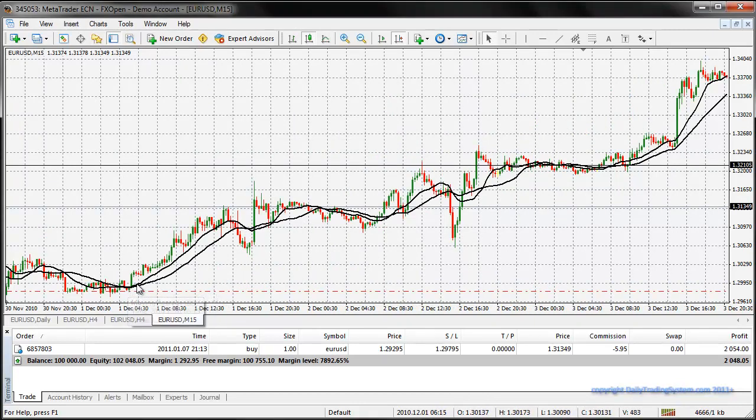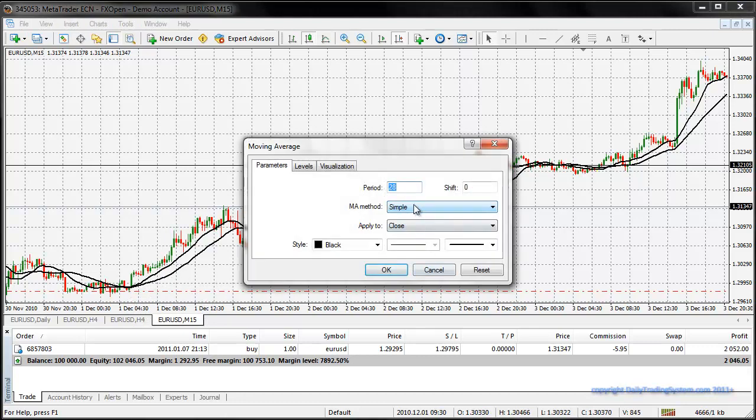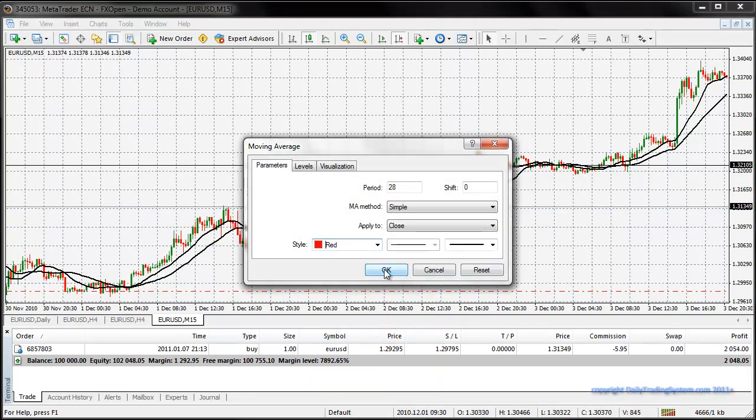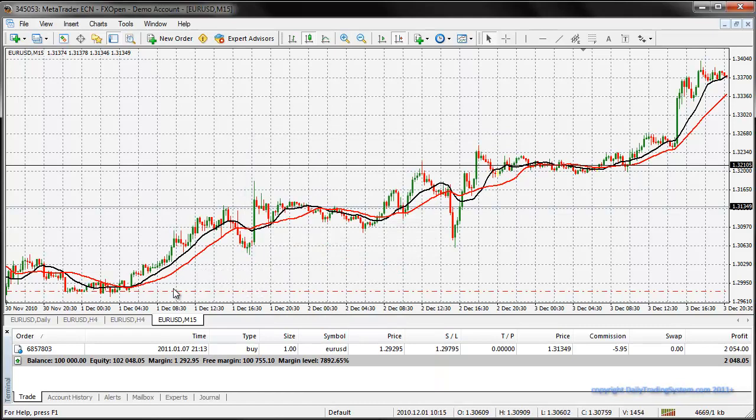So here you can see this one's crossed above. Sometimes it might do you better to change it to a different color. Black's okay, so let's use red for this, because red comes out as red or dark purple for colorblind people, so that should be okay. You can see this black one, which is the faster moving average, is the 14 moving average, and this red one is the 28 moving average, the slower one. So when the faster one crosses over the slower one, it's time to go long. And then when it crosses over again, it's time to close that long.